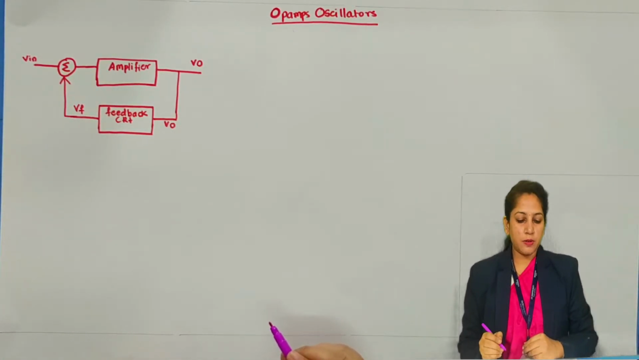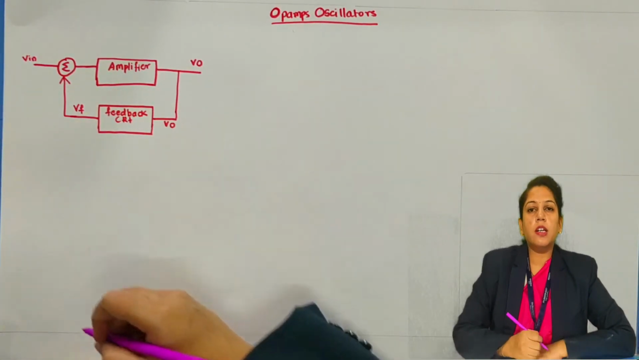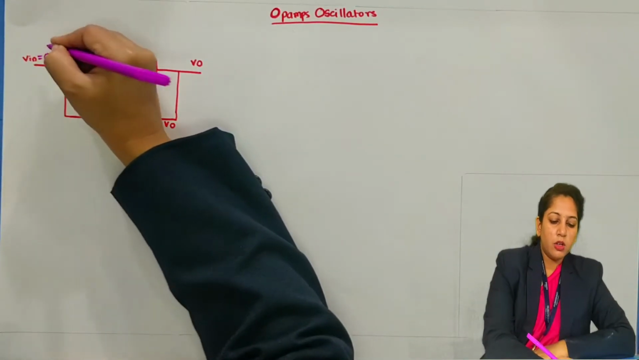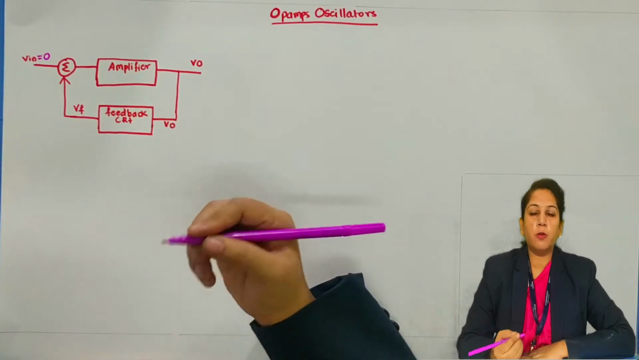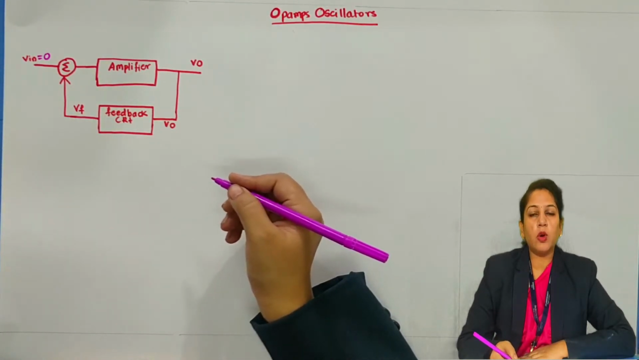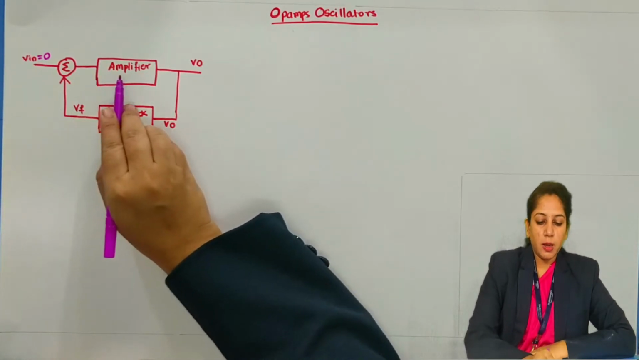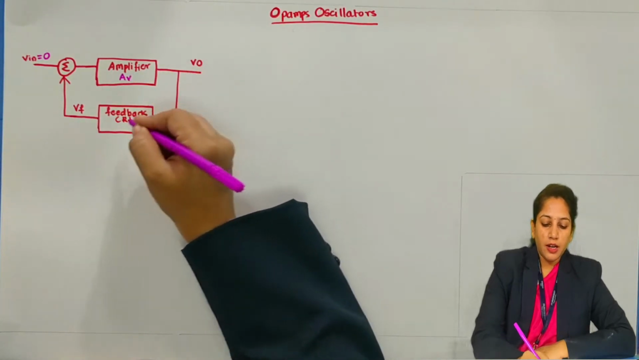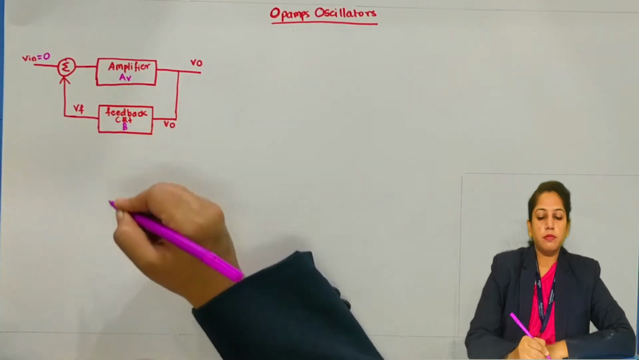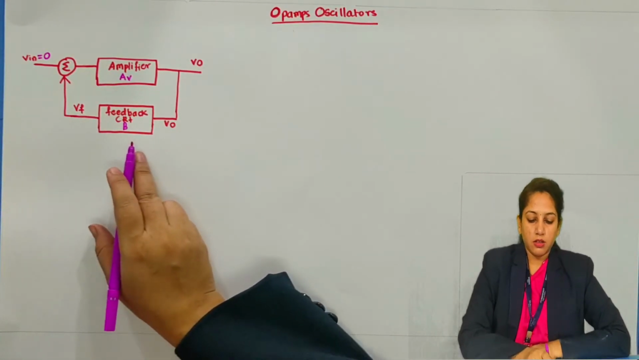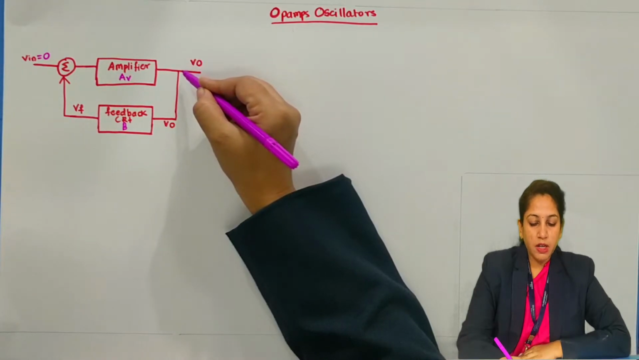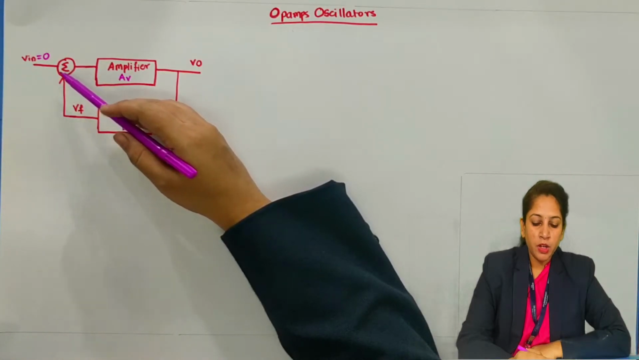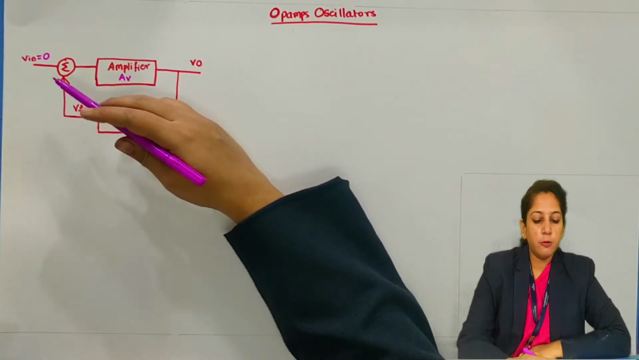to generate oscillations. As I have told, an oscillator will not need any supply. So here Vin is equal to 0. There will be no supply given and it will generate a waveform. It may be a sine wave, a triangular wave or a square wave. Here is an amplifier circuit. The gain of this amplifier circuit, suppose I say, is AV, and the gain of the feedback circuit I will say is beta. This is a typical feedback amplifier where a part of the output is given as an input through this feedback circuit.